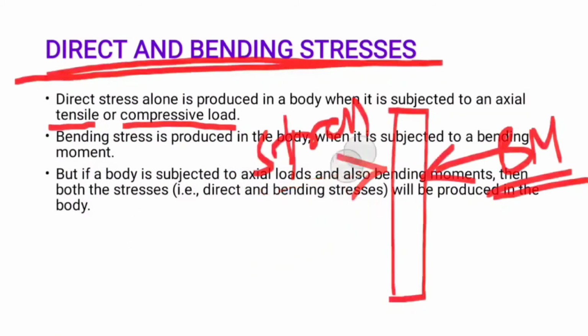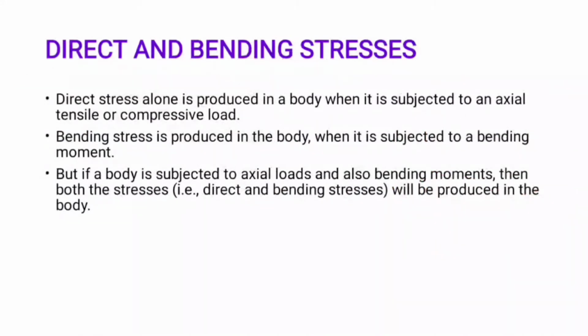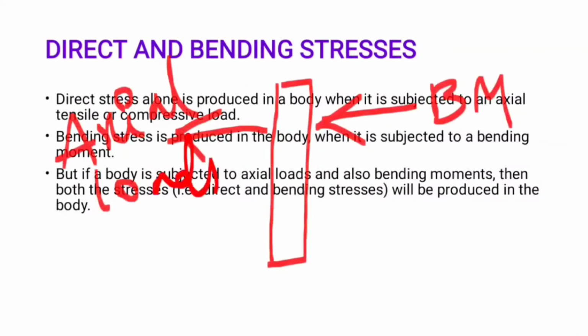If a body is subjected to axial loads as well as bending moments, then both stresses will be produced in the body. Let's say this is a body. It undergoes bending moment as well as axial loads. Then the stresses induced in the body due to axial loads and bending moments are direct and bending stresses. Both are developed in the body.